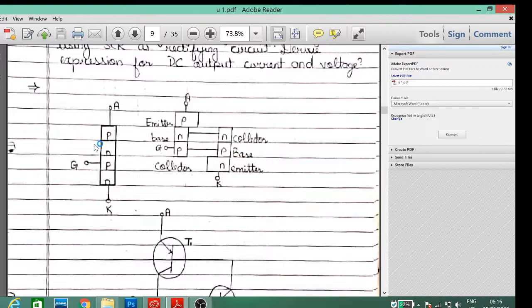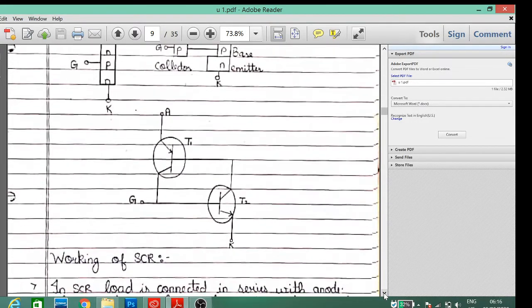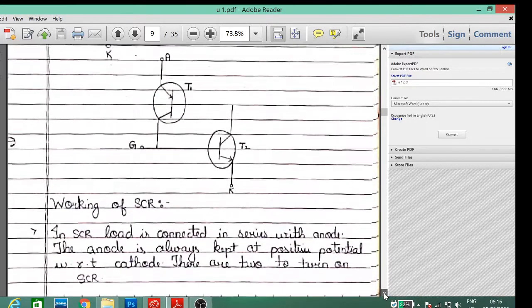Construction: as you can see, it's a PNPN structure, that is, there are three junctions. One P side is taken as the anode, the N side is taken as the cathode, and the P side near the cathode is taken as the gate. This can be equivalent to a PNP and NPN transistor combination. You can see the equivalent circuit of the SCR.